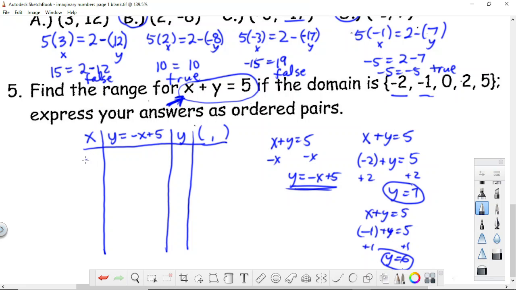We put our x's down. We write what our calculation is going to be, which is negative x plus 5. We can go ahead and put that for all of them. Okay, and now we plug in the number.